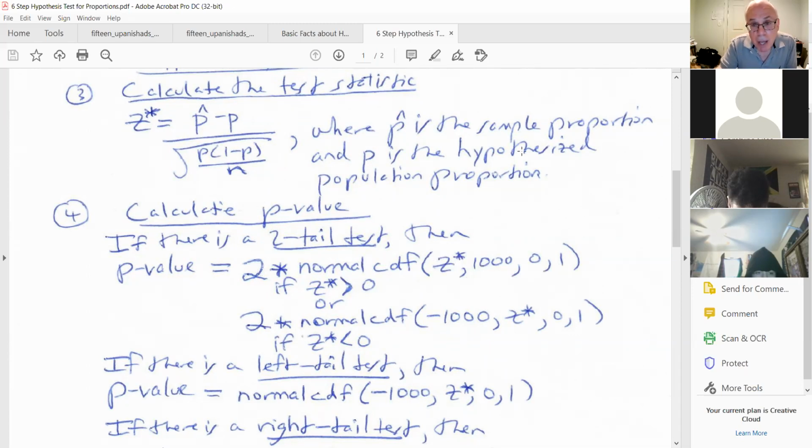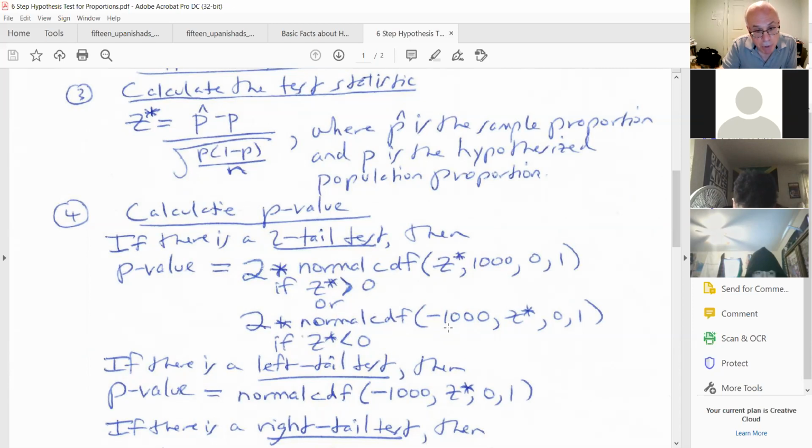Remember, in that previous sheet that I showed you earlier, for a two-tailed test, the area that you're finding is half the p-value. So you multiply it by 2 to get the full p-value. Now I'm going to put "or" here, because if the z star that you calculate in step 3 is negative, we treat it as a left tail.